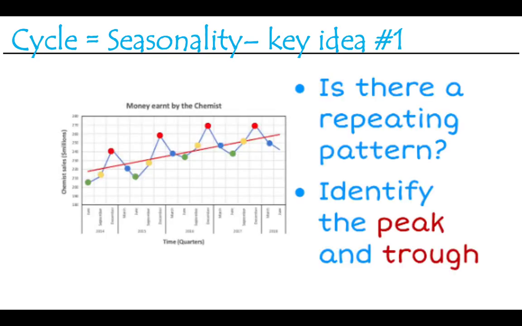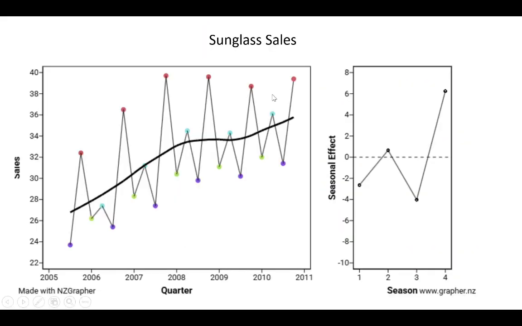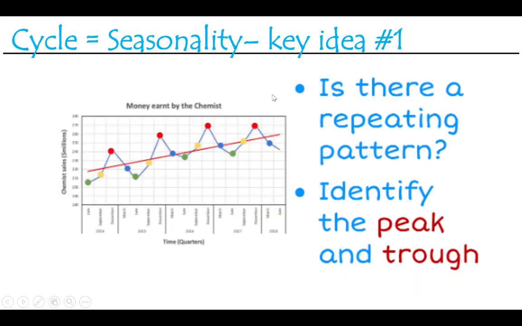So that's the trend. How about seasonality? For seasonality, you have to first identify if there is a repeating pattern or not. Like this data here obviously has a pattern. And you have to identify the peak and trough. Peak is the highest point, trough is the lowest.